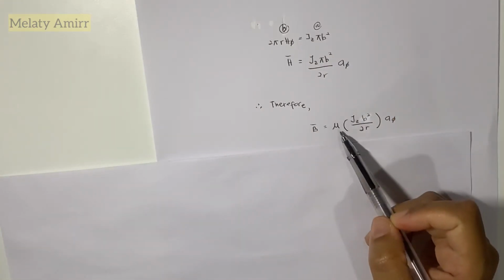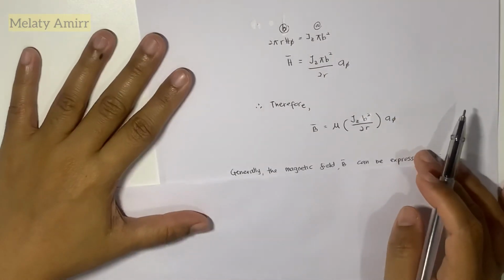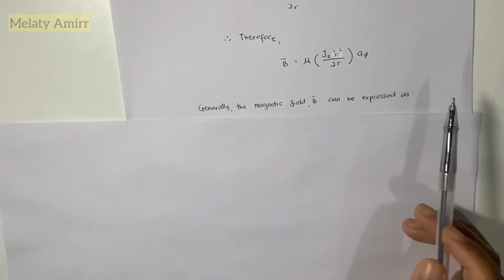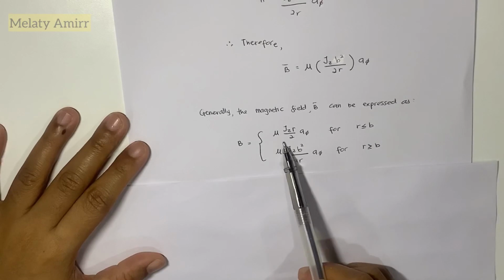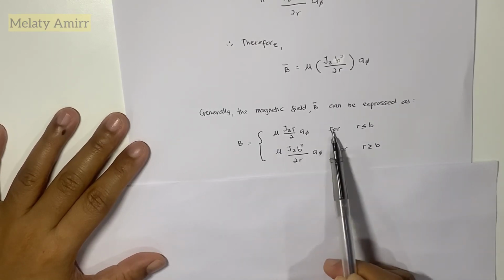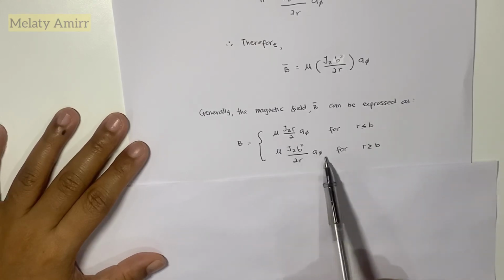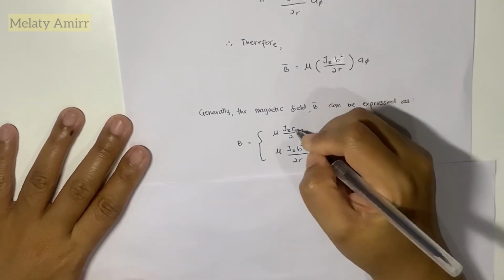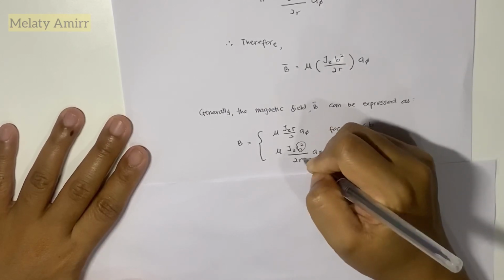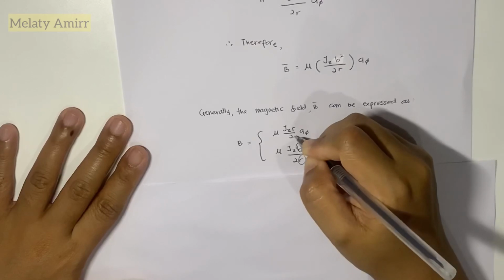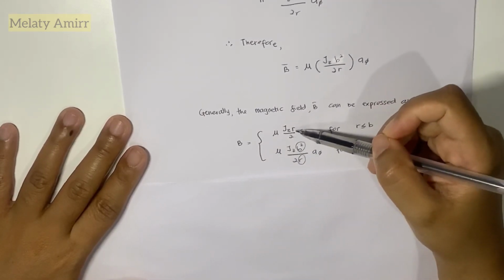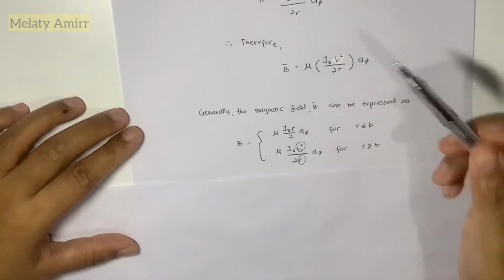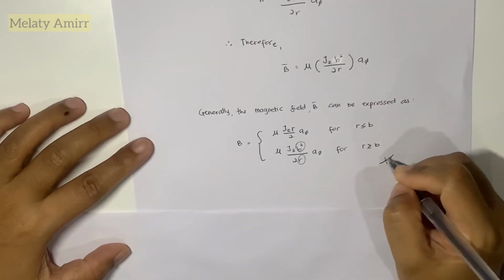Therefore, B equals mu H. So generally, the magnetic field B can be expressed like this. This is the first equation and this is the second equation. The first one is for r less than or equal to b, and the second one is for r bigger than or equal to b. The difference is only here: the r is replaced by b squared, and the second has an r in the denominator. This is the answer.